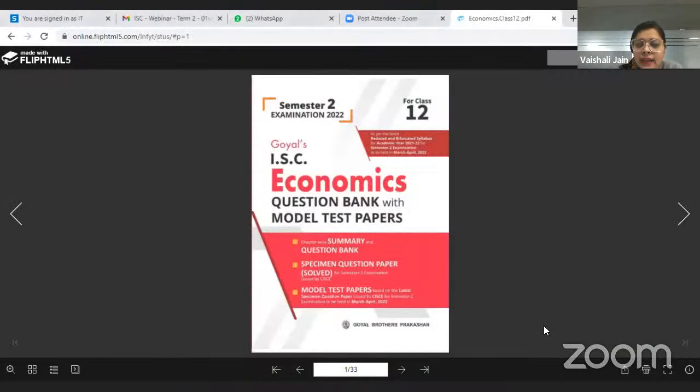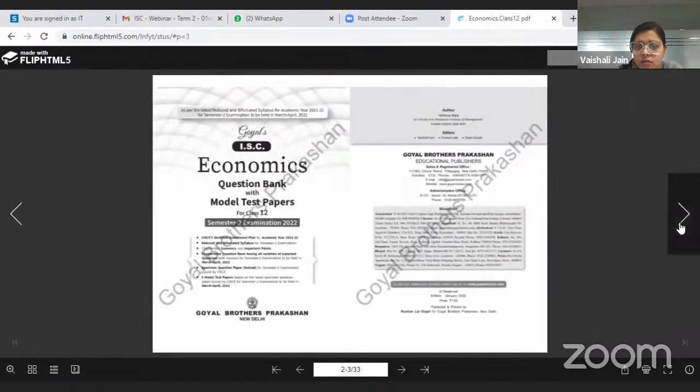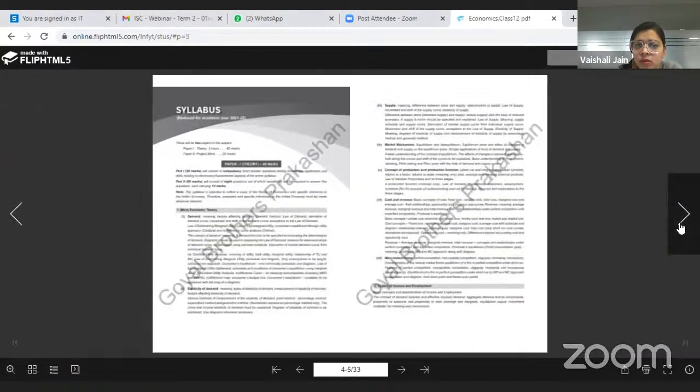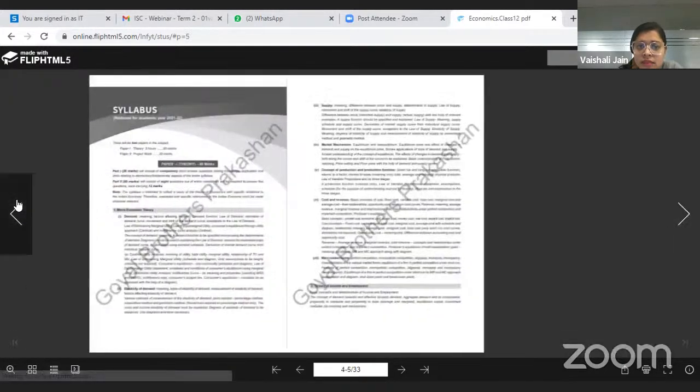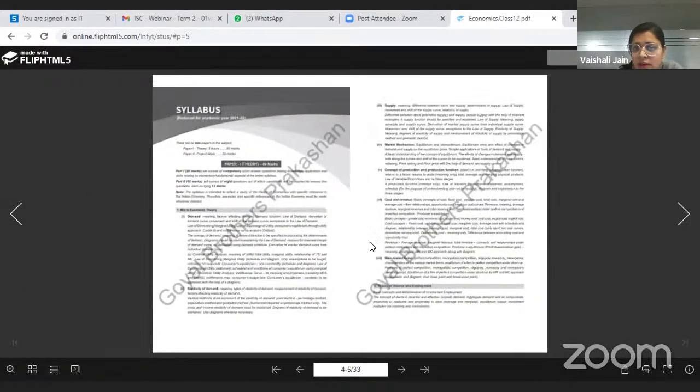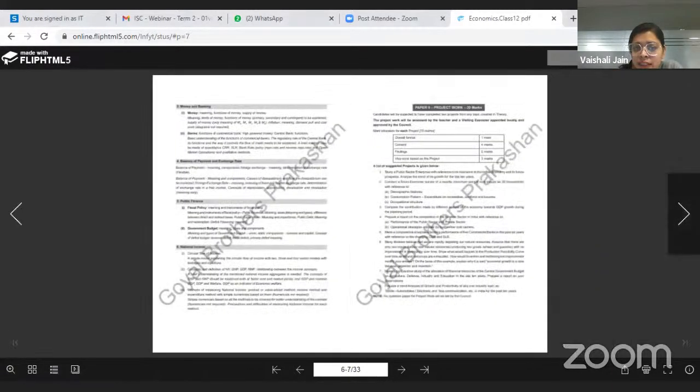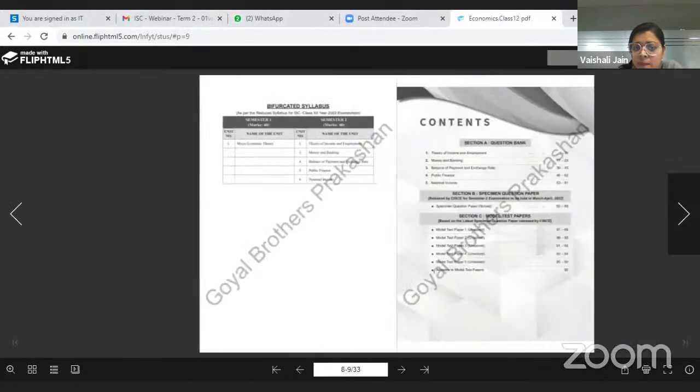If you see the ISC Goel Brothers Prakashan economics question paper with model test papers, what the children can find is that the book has the proper syllabus that we just discussed. I have taken the syllabus from here only. So the book has the proper, reduced and bifurcated syllabus.